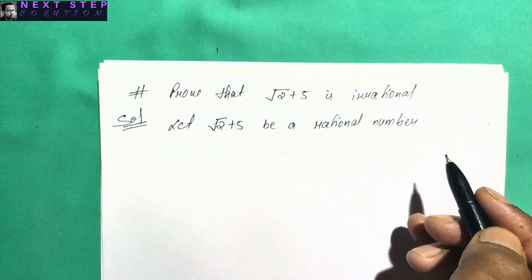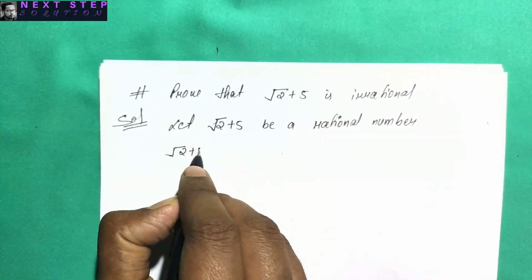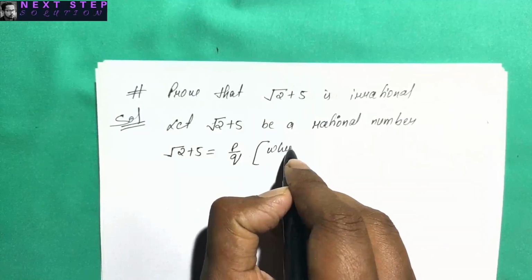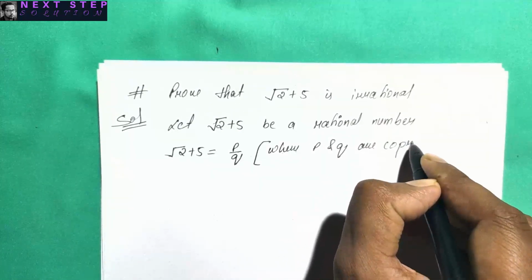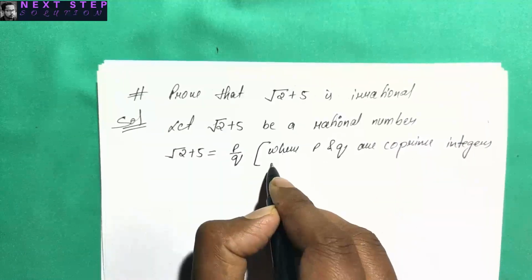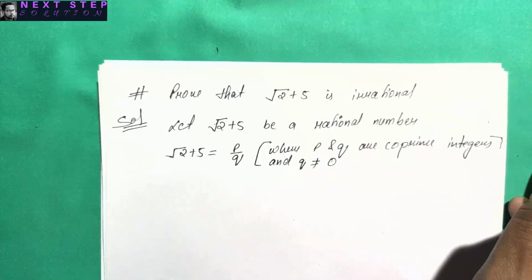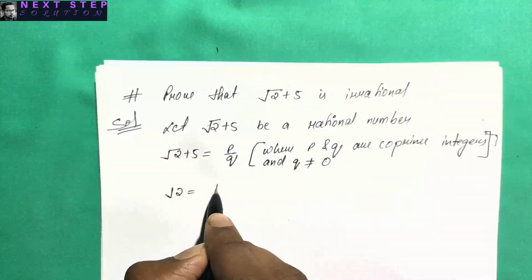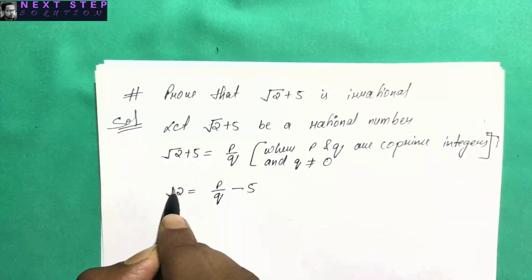Now if this is a rational number, we can write down the definition of rational number. Root 2 plus 5 equals to P by Q, where P and Q are co-prime integers and Q is not equal to 0. This is the definition of rational number. Now keep this root 2 here equals to P by Q. This 5 was plus here. If we send it to the other side, it comes as minus 5.